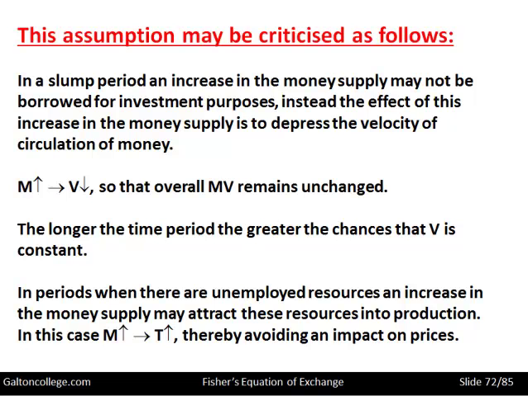It explains perhaps a change in economic activity, more output, less unemployment. Increase in M could lead to an increase in T. So you can see it's complex.